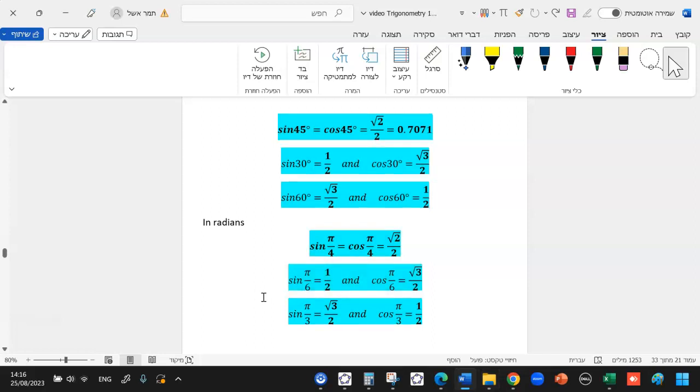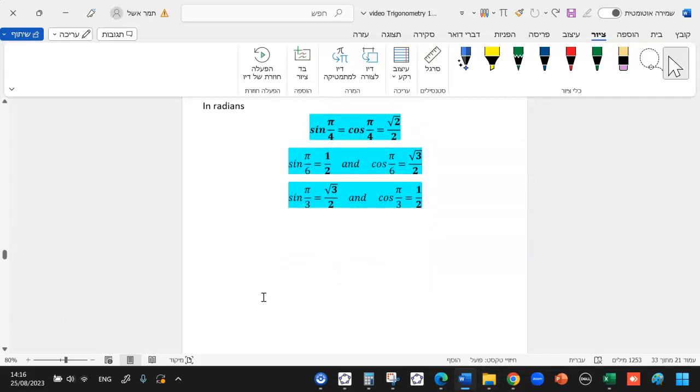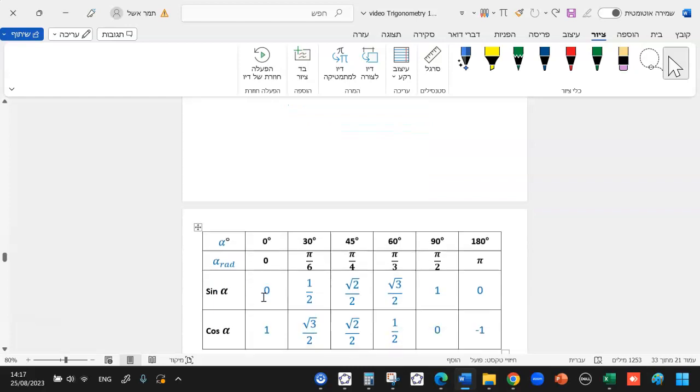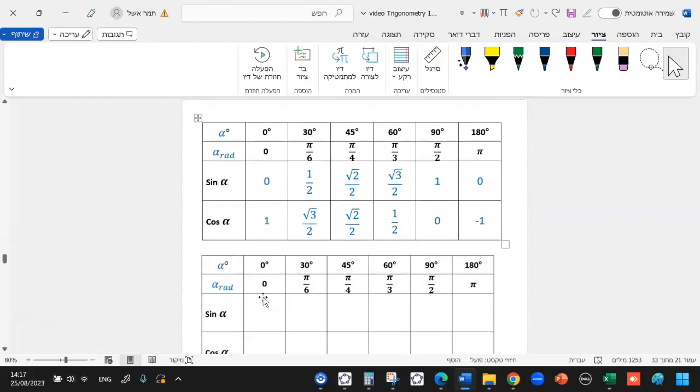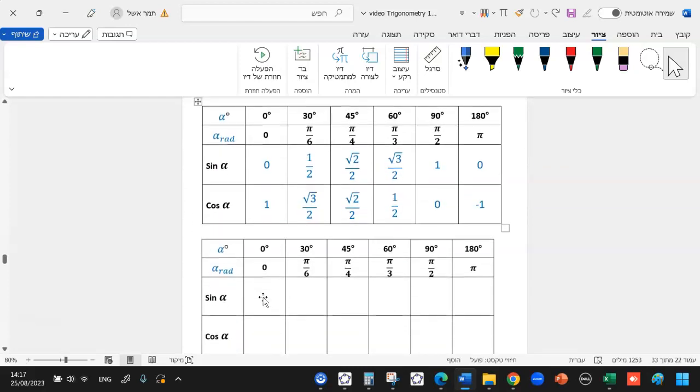Let's summarize all these values that you need to know by heart. Okay, this is almost everything you have to know for the quiz. You have to know how to convert these values from radians to degrees, and from degrees to radians, and you have to know the sine and cosine of each of them.